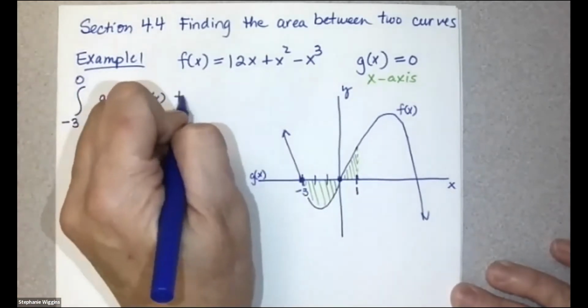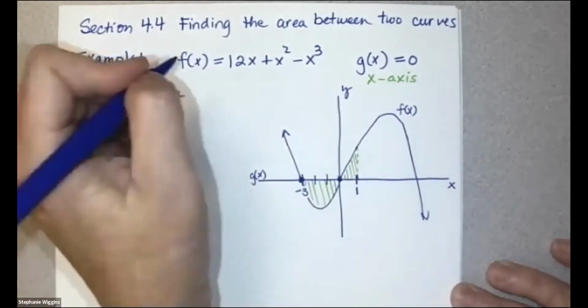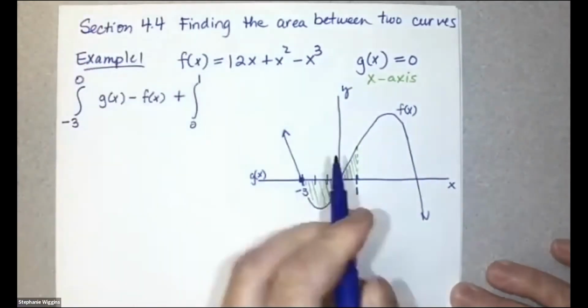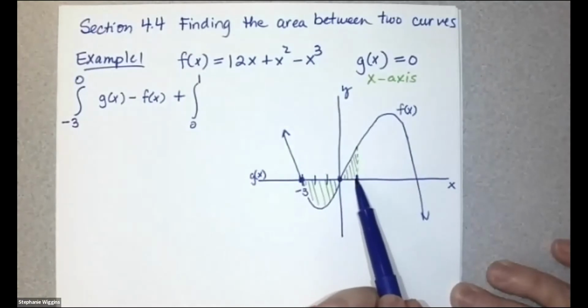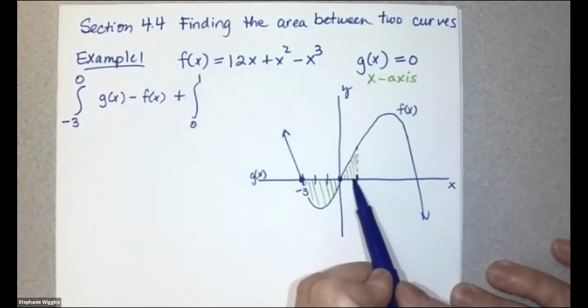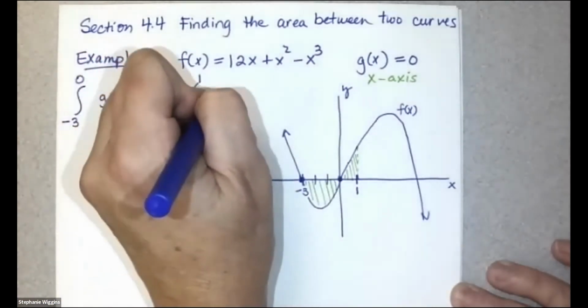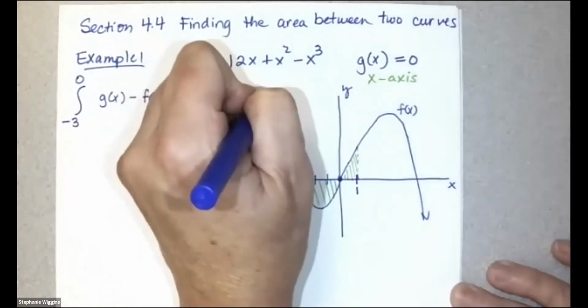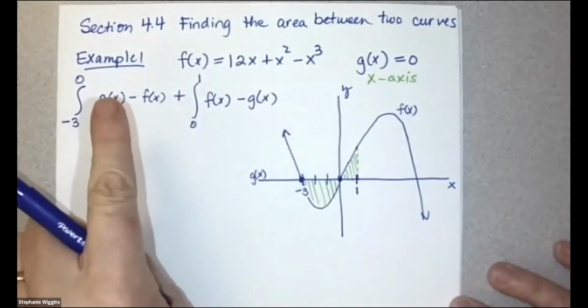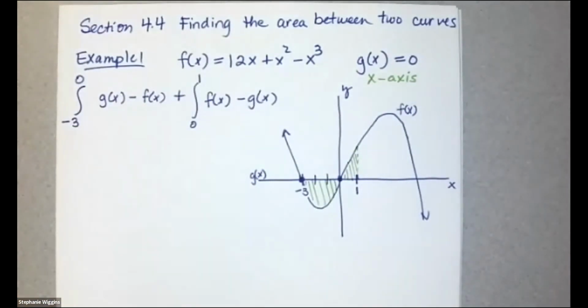And then we're going to add to that the area here, which is the integral from 0 to 1. You always go from left to right, so we go from 0 to 1. And this time, f is above g. So it's going to become f of x minus g of x. You see how I reversed the order? Because area is positive, and I've got to pick the correct order to get a positive answer.